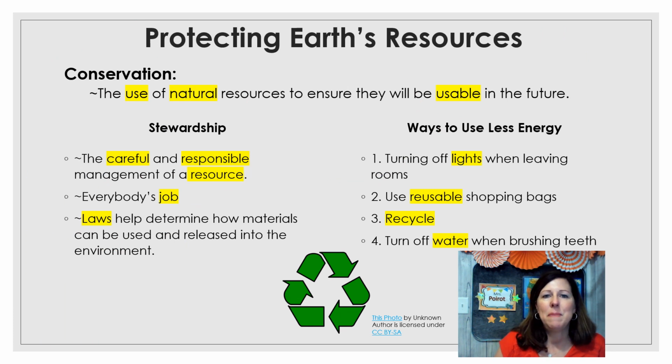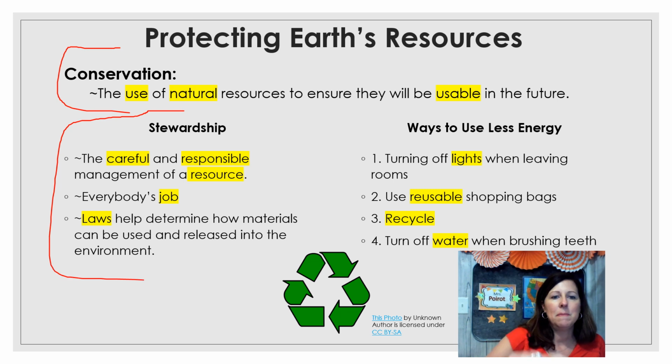So now that we know about Earth's resources, we know that some are renewable and some are non-renewable. How can we protect these resources? Well, one way is through conservation, and that's the use of natural resources to ensure that they will be usable in the future. We don't want to use everything up in our lifetime and leave nothing for future generations. So, stewardship is the careful and responsible management of a resource.